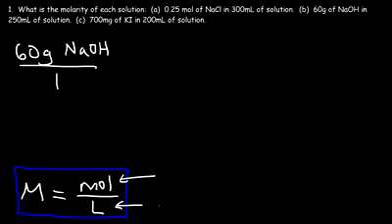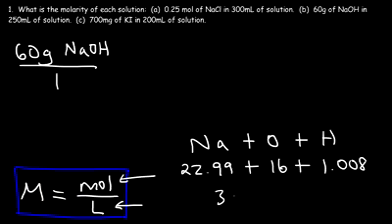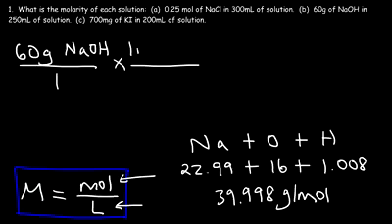So let's convert grams to moles, and we need to find the molar mass of sodium hydroxide to do that. So we need to add up the atomic mass of sodium, oxygen, and hydrogen. So sodium is about 22.99, oxygen is 16, hydrogen is 1.008. So this is 39.998. But for all practical purposes, let's round it to 40. So we can say that 1 mole of sodium hydroxide has a mass of 40 grams.